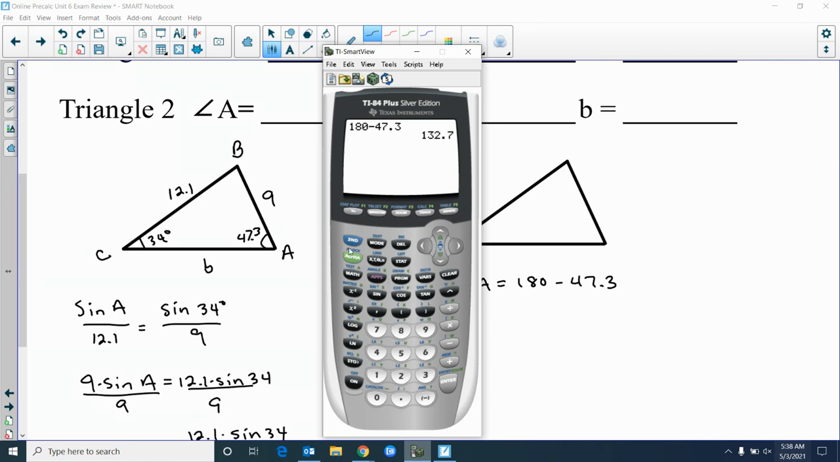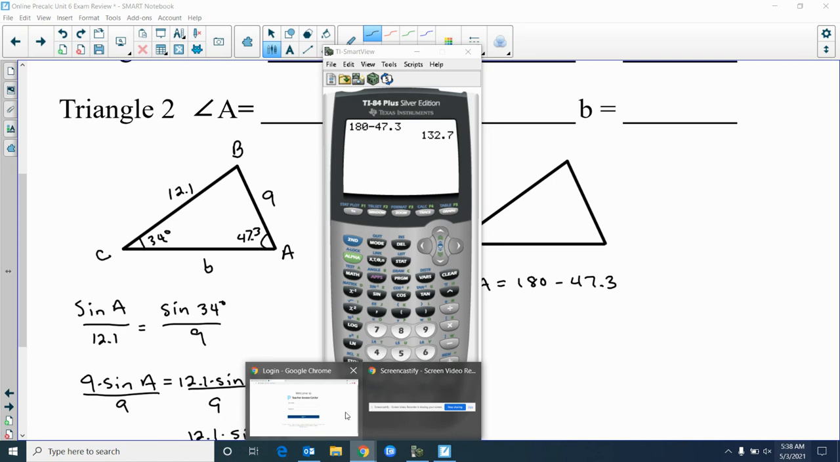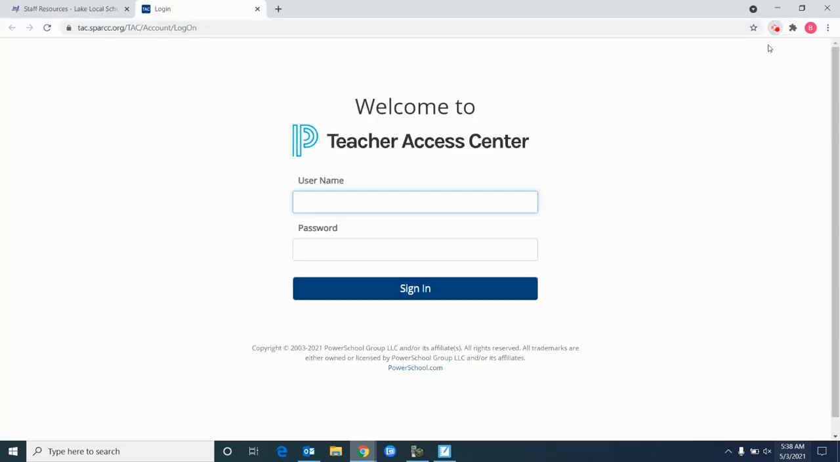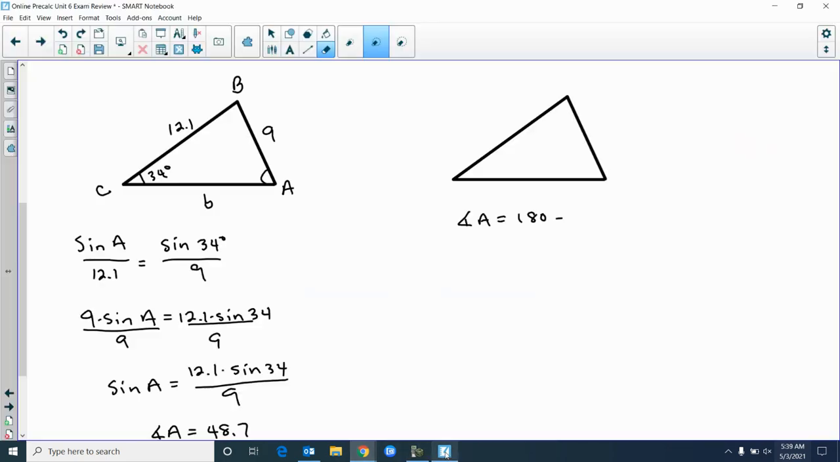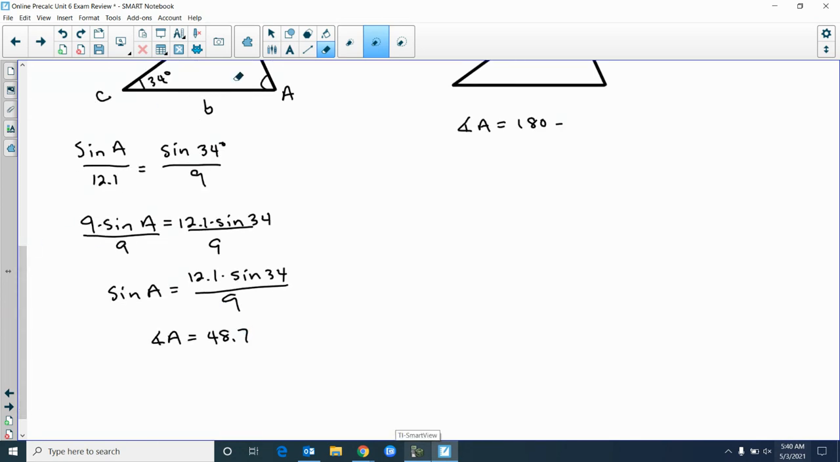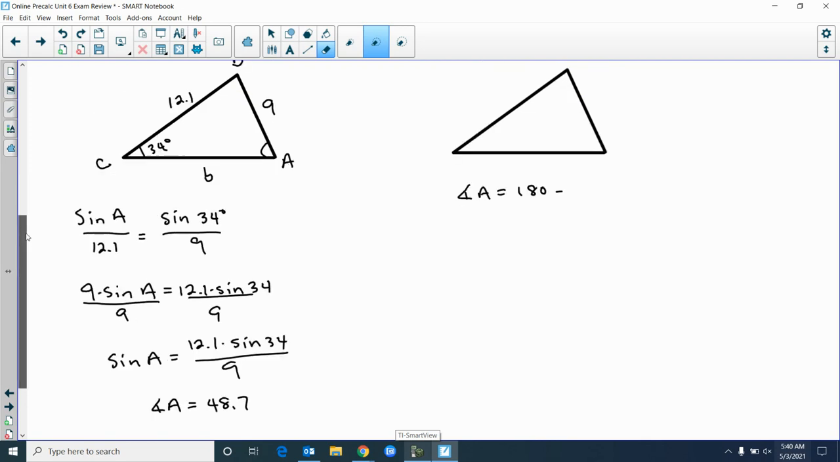Hold on here. I'm going to pause here for a second. I want to check something. Okay. I don't know what I did there. I wrote 48.7 and then I wrote 47.3, and then it didn't match up with my answers and I wasn't sure what was going on, but I was okay.